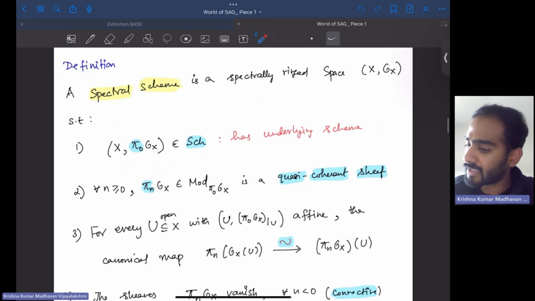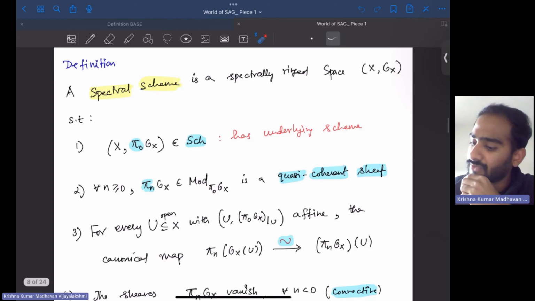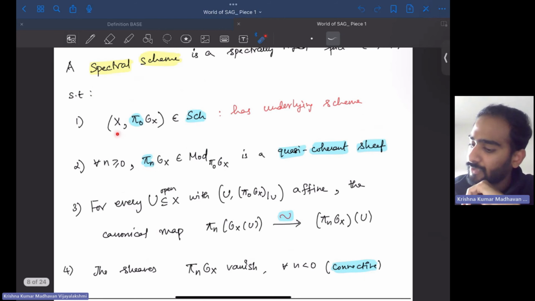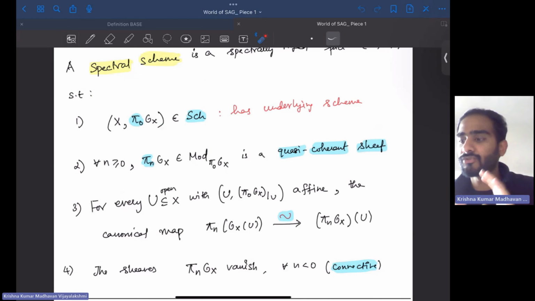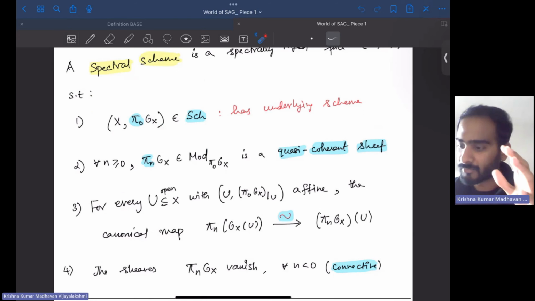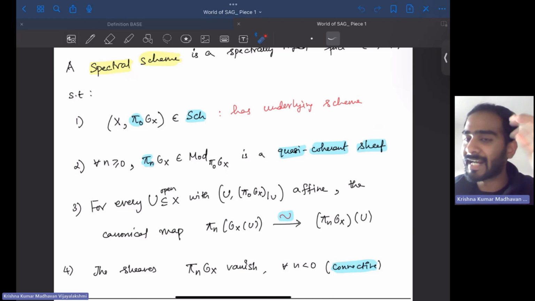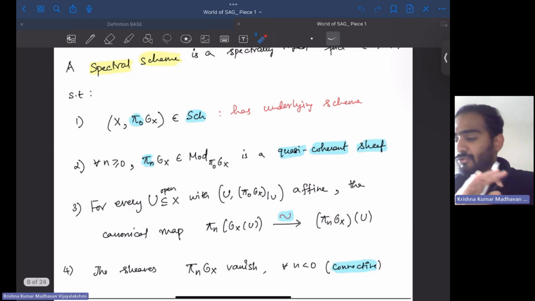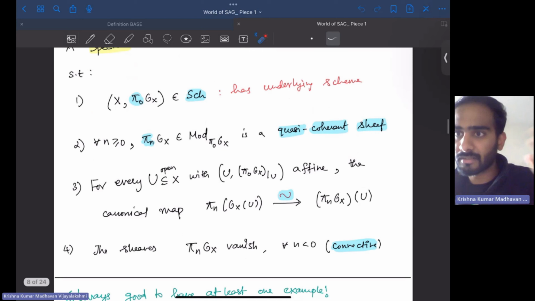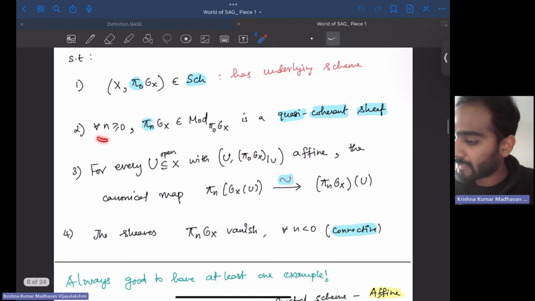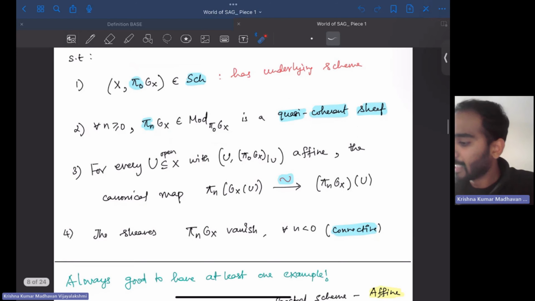So now we can finally define what a spectral scheme is. A spectral scheme is a pair X comma OX such that the following occurs. First of all, a spectral scheme should sort of extend the scheme, right? So if you just take the underlying object, it is a scheme. This is something that we should make sure, because we are going to build things out of this. And for every n non-negative, this pi n of OX is a module over this ring. And this is actually a quasi-coherent sheaf. It's not just a module, it's not just a sheaf, but it's also quasi-coherent.